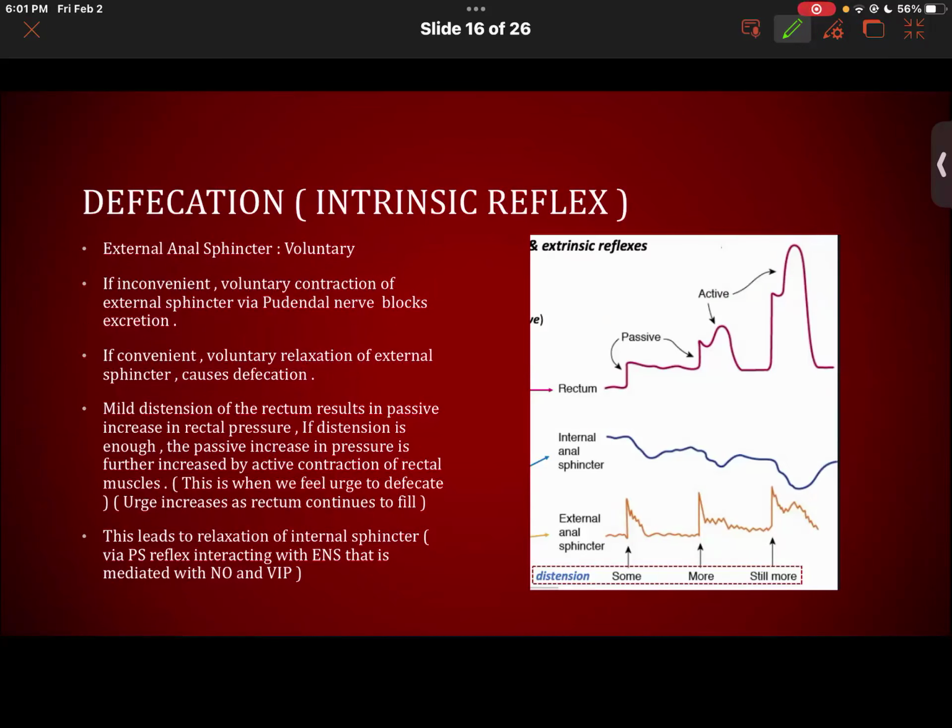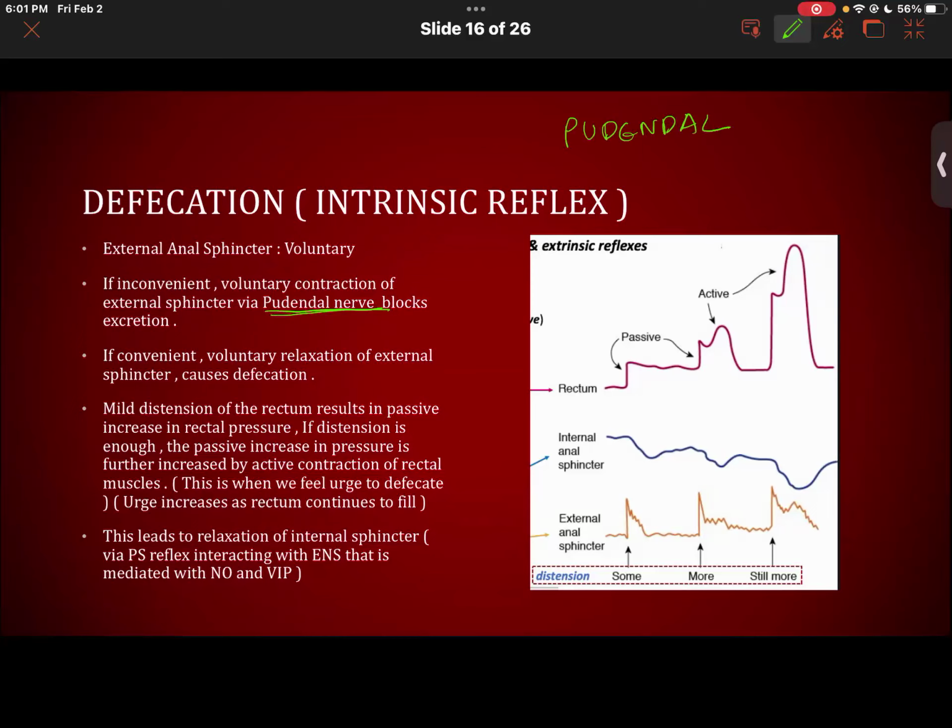And here's the signal. We have an intrinsic reflex and an extrinsic reflex. So first of all, we'll study the intrinsic reflex. The external anal sphincter is a skeletal muscle and it's voluntary, right? So if it's inconvenient, that means we're not in a condition to defecate, there will be voluntary contraction of the external sphincter via the pudendal nerve.